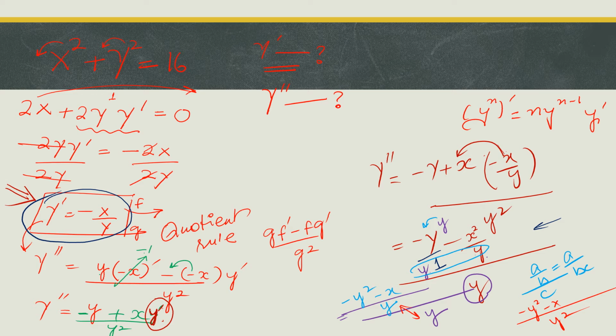So I hope that you already understood the concept of how we can solve the second derivative. Now let's practice a few more questions. So it is negative y square minus x square over y square. Yes, everything is correct.